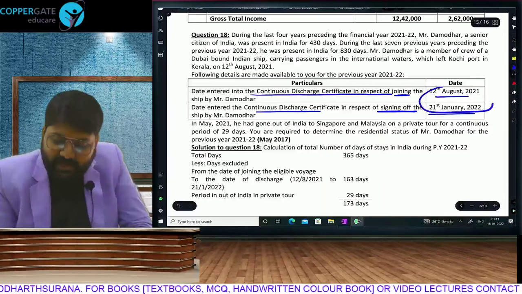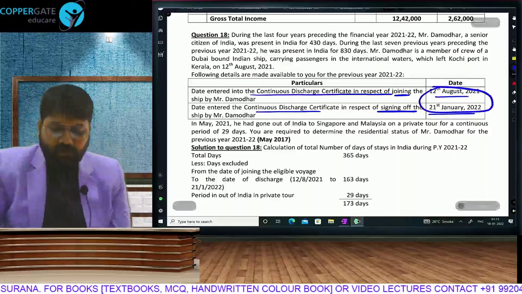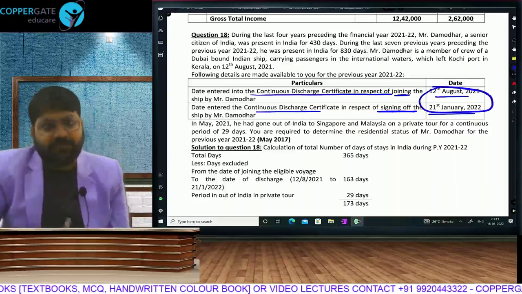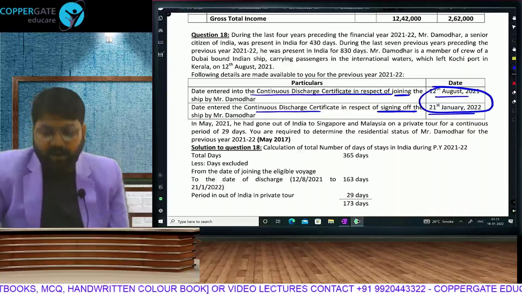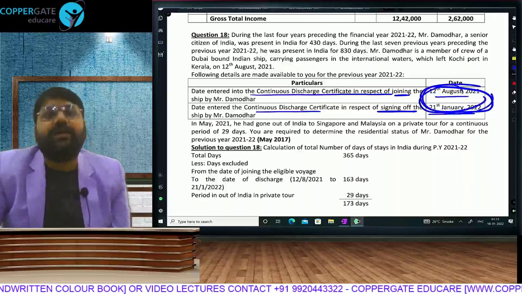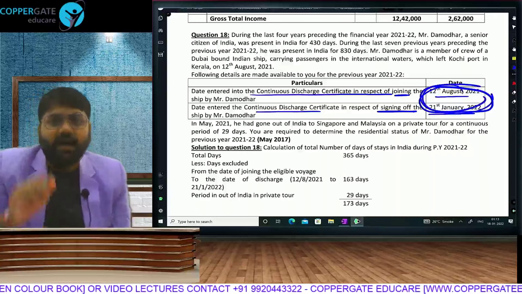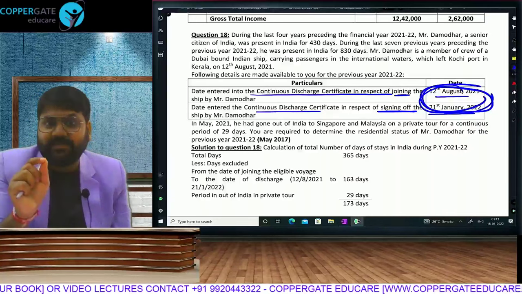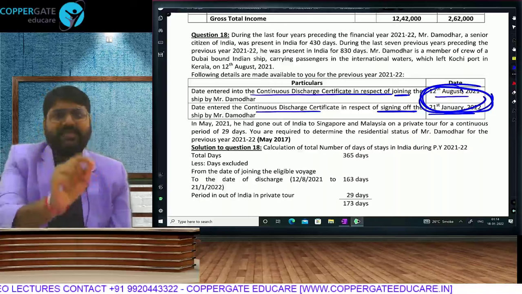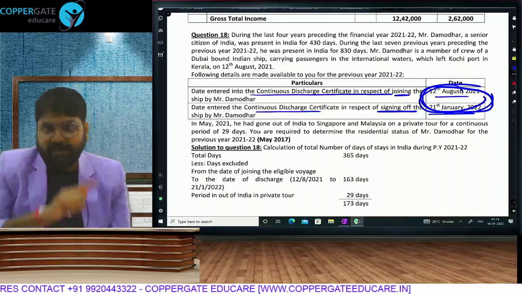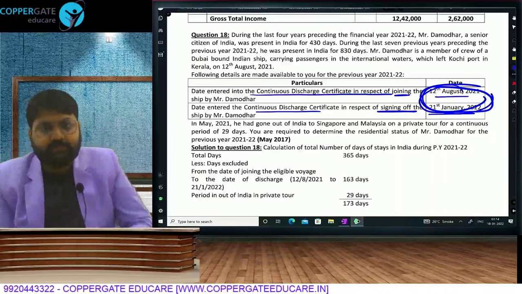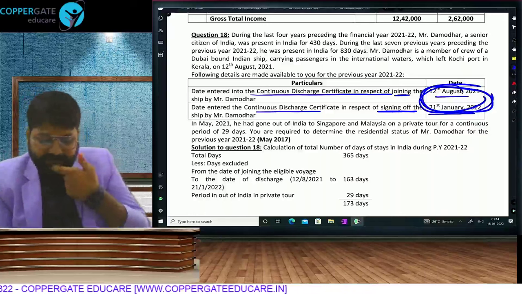That means, can I say this is the CDC period of Mr. Damodar? And 1st April to 31st March is your financial year. During this period, irrespective of your location, it will not be considered as your stay in India. In respect of a crew member, what concept did we study? The CDC period will be excluded from your stay in India. That means out of 365 days, we will minus these many days. Are you understanding? Continue, please. What is given?